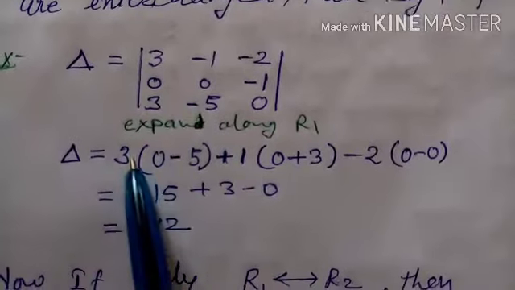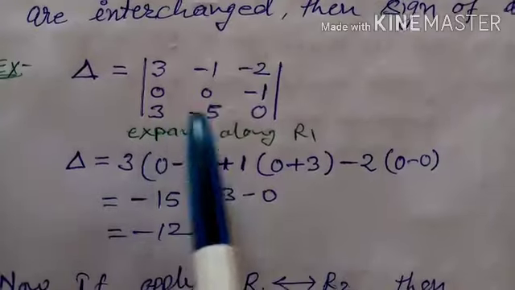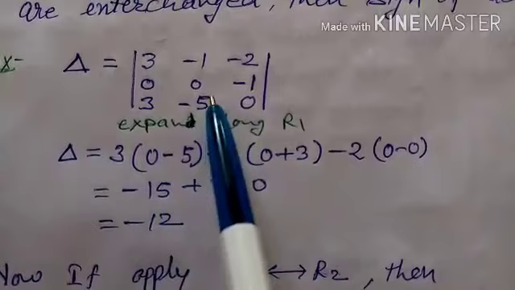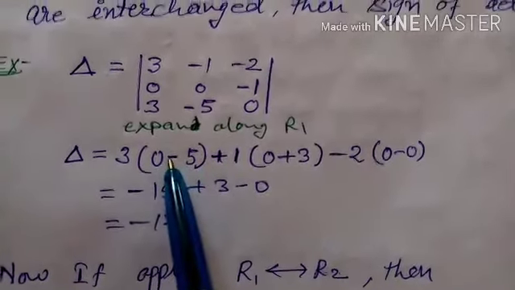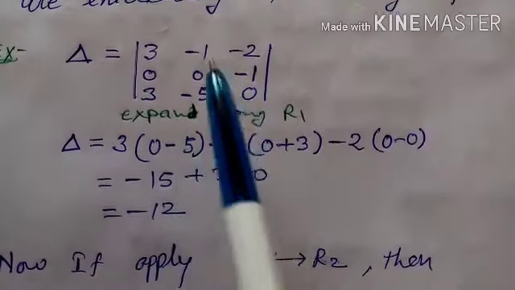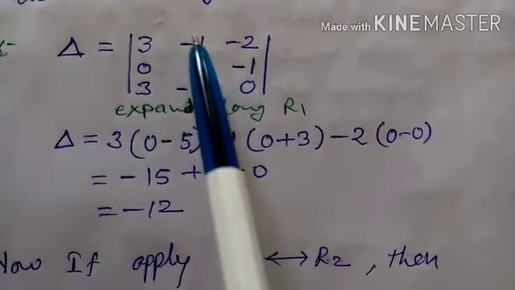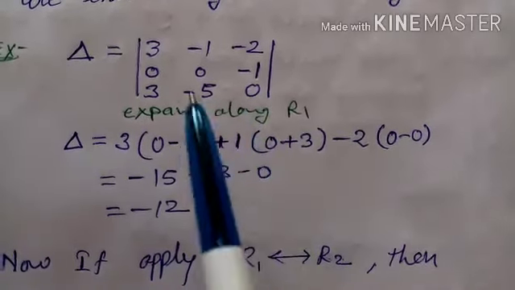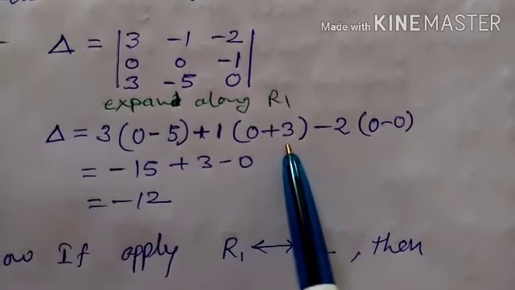R1 is the first row. This is 3, so the first row and first column are deleted and only this 2 by 2 determinant remains. So 0 into 0, and minus 5 into minus 1, that is plus 5, but with the minus sign, since there are in total 3 minuses, so 0 minus 5. Now the second element is taken with a minus sign, so minus minus becomes plus. The first row and second column are deleted. So 0 into 0 is 0, minus 3 into minus 1 is minus 3 with minus minus making plus 3.